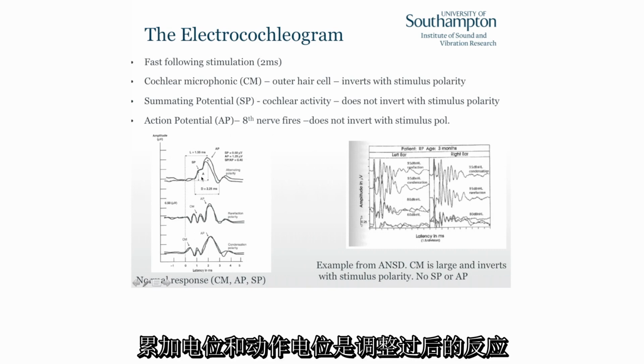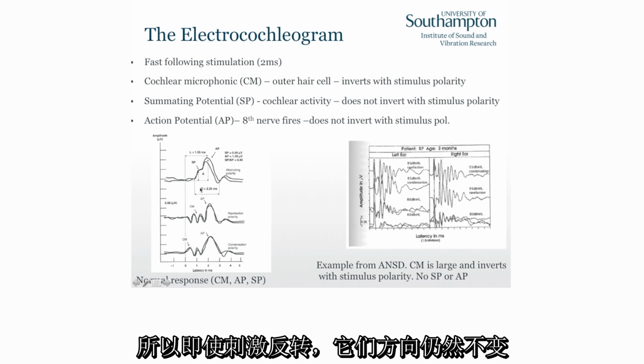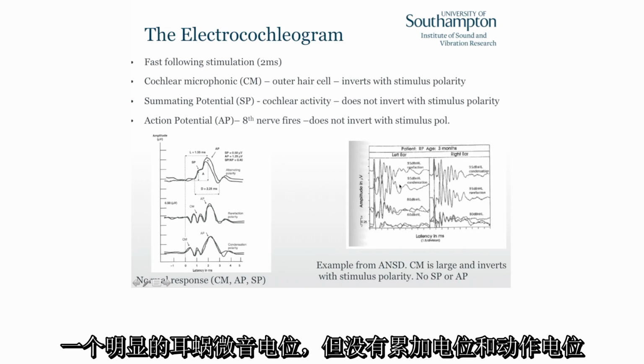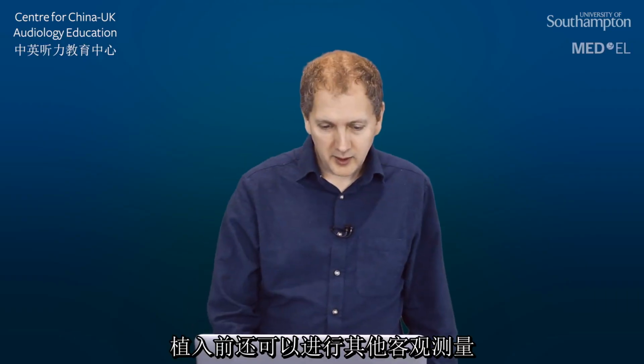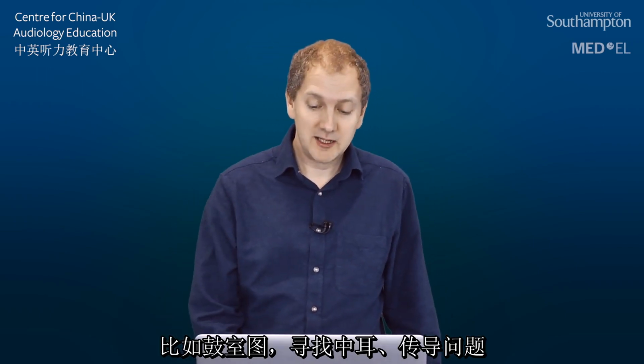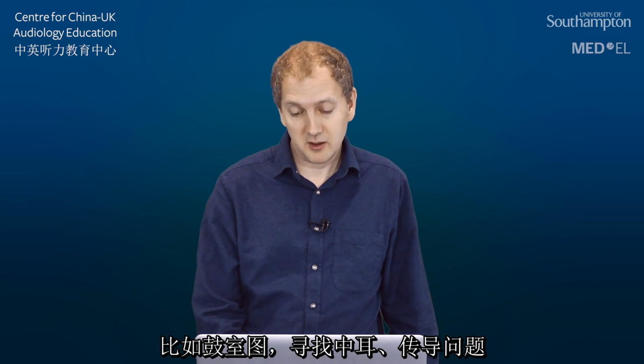The summating potential and the action potential are a rectified response. So they still go in the same direction even if the stimulus inverts. So this is a case of what we might see with ANSD, so a large cochlear microphonic, but no summating potential or action potential. The other methods we can use pre-implant, so tympanometry, looking for middle ear or conductive issues.